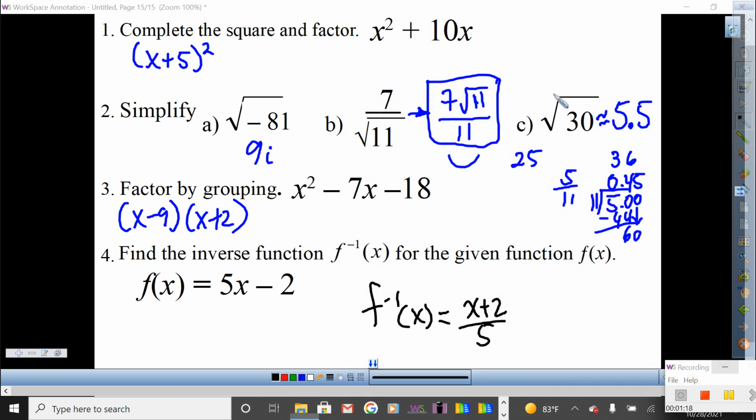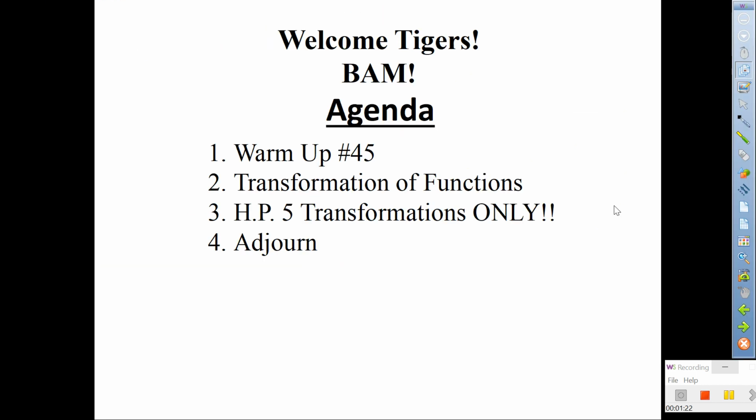All right, agenda for today. Warm-up number 45. Today we're still on transformations of functions. And today, home play, you only have 5 transformations, itty-bitty ones. Today's Thursday, tomorrow's Friday. And today we finish with this intro to the parameters.